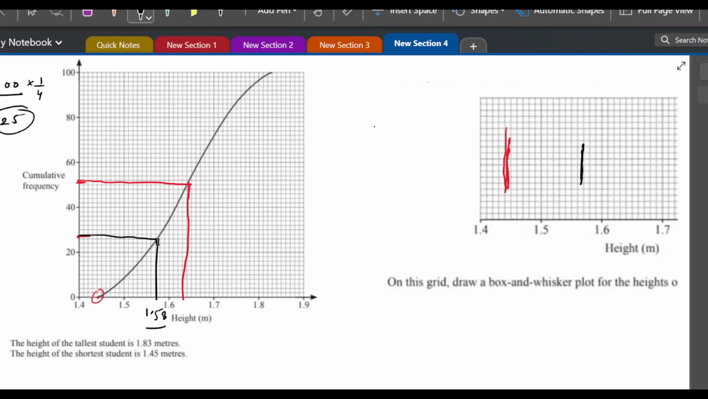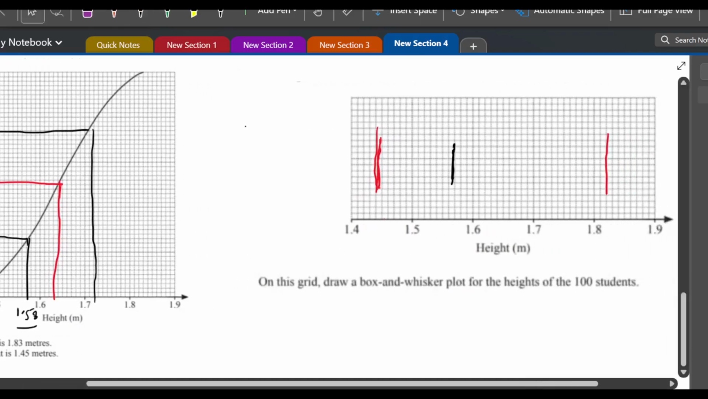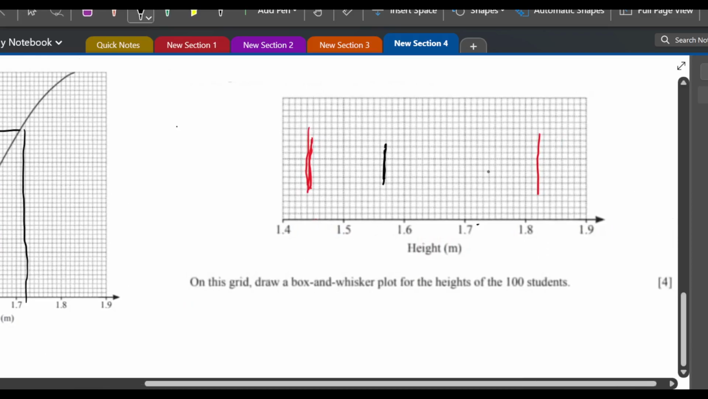Okay, so I will now draw the box from Q1 to Q3. So this is my Q1, and Q3 is at 75. I will see what my answer is. At 75, what do I get? I get 1.7, say 1.71. So at 1.71 here, I will again draw.